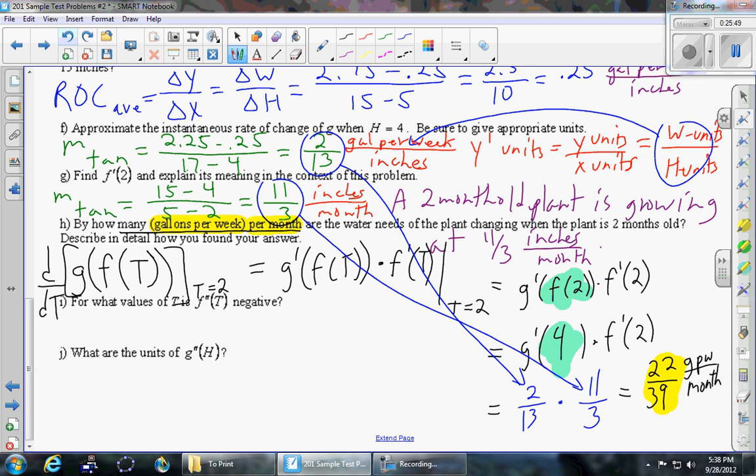Input a plant that's 2 months old, and its water needs are changing at 22/39 of a gallon per week per month. That is to say, every month that passes, the plant gets taller, so it needs more water. How much more water does it need? It needs 22/39 of a gallon per week, an additional 22/39 of a gallon. So, like 2/3 of a gallon per week more than it did before for every month that it grows. But again, that's only at this particular moment in time, t equals 2.